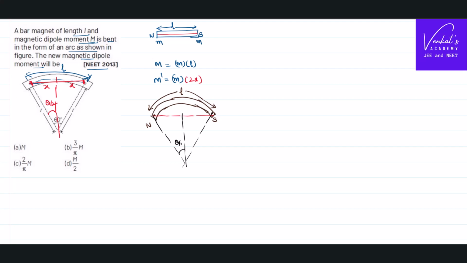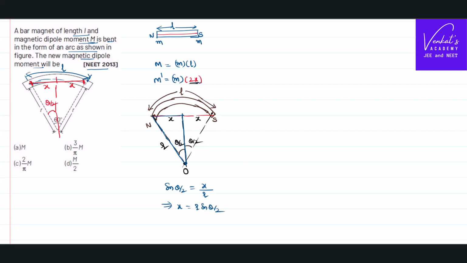If the total angle is theta, this becomes theta by 2, this becomes another theta by 2, this distance becomes x, this distance becomes x. So, the total distance between them becomes 2x. This is the origin of the arc, this is the radius of that arc. So, if you observe a little carefully, there is a right angle triangle here, and x I have to find out. So, in that right angle triangle, sin theta by 2 is opposite side by hypotenuse, x by r. That implies x equal to r sin theta by 2.